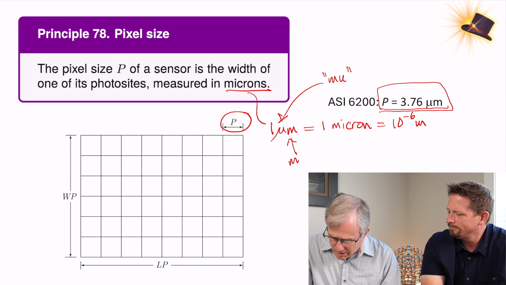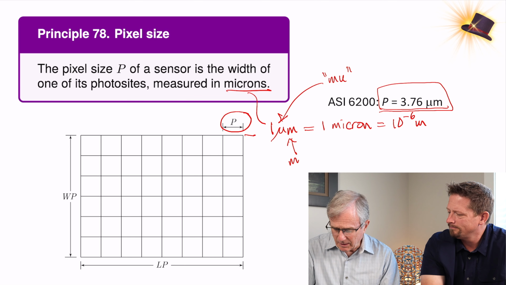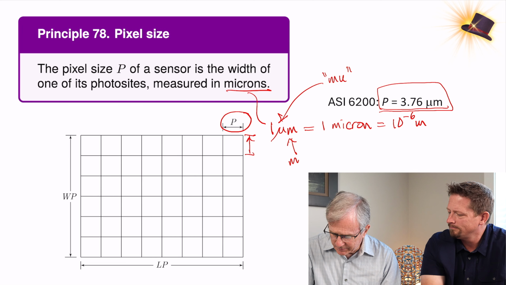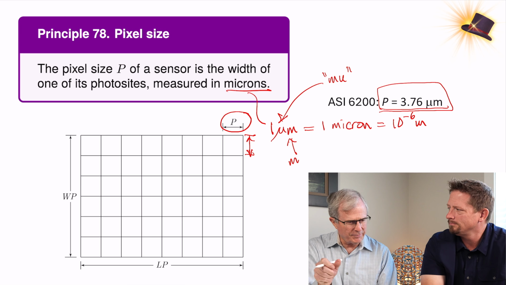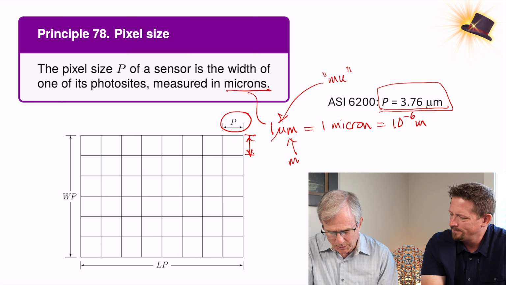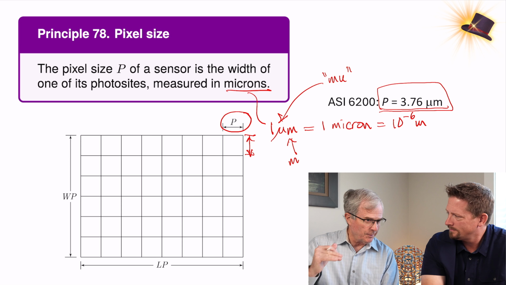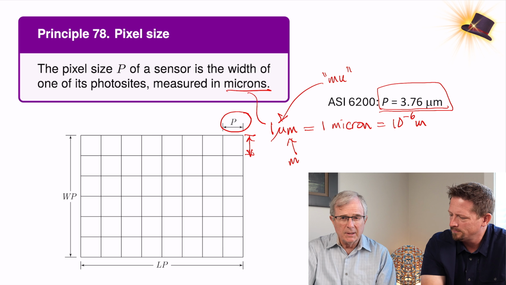So that's just the width of one of its photosites. I've heard of some sensors having a different width in the Y direction than in the X direction, but almost all cameras nowadays just have square pixels, the same width as height. There's really no reason to prefer one direction over the other. So that's it for pixel size. It's just the width measured in microns.